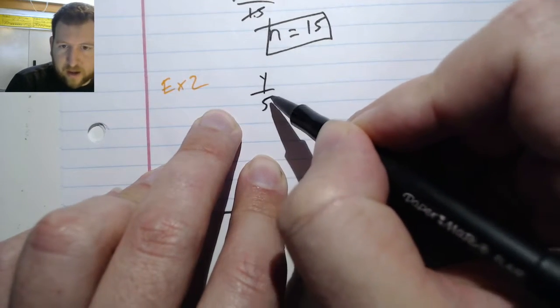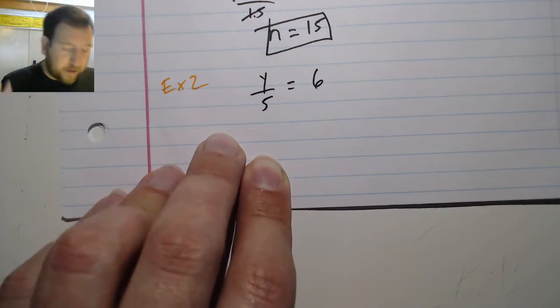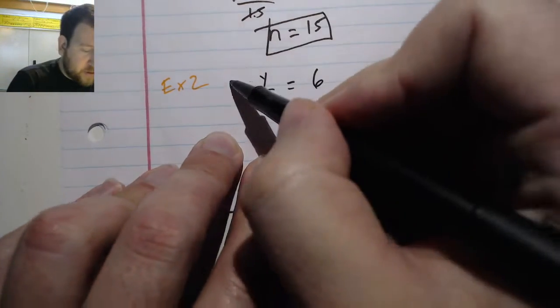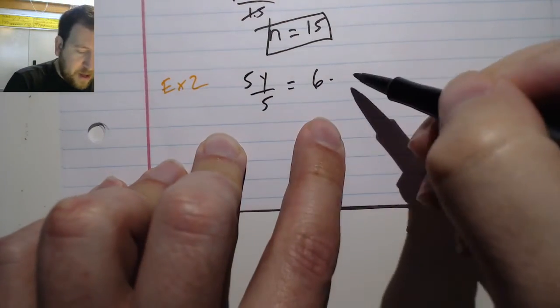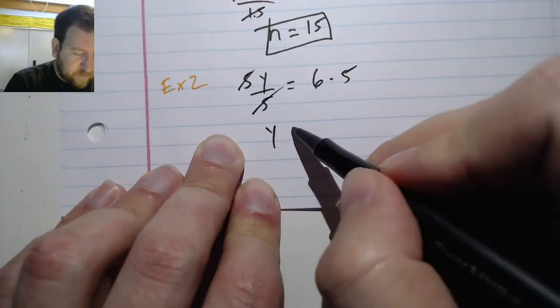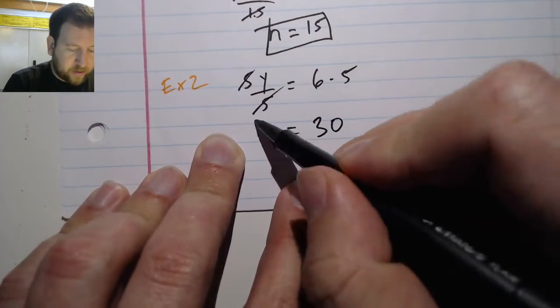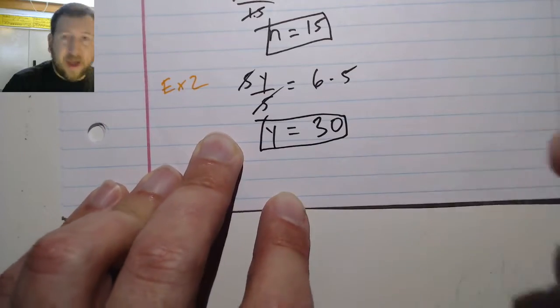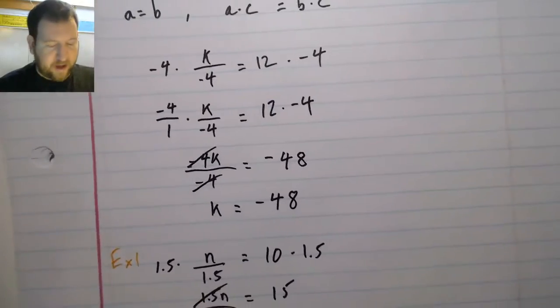Y over 5 equals 6, for example 2. Okay, pretty simple. We're just going to multiply. I'm going to put my 5 up on top because I kind of know that I can do that now. And I'm going to multiply by 5 on this side. And I'm going to get, cross off my 5's, y equals 6 times 5 is 30, right? Yep. Okay. If you feel like you get it, go ahead and go on. I'm just going to do 2 more real fast.